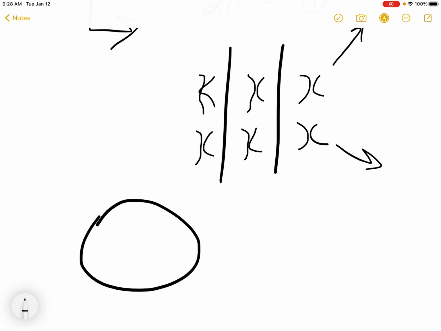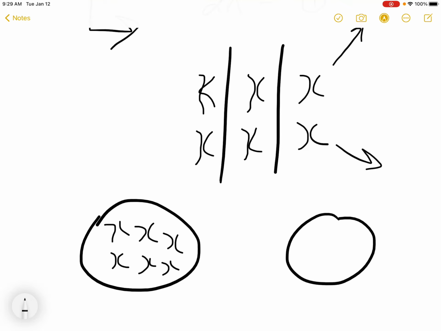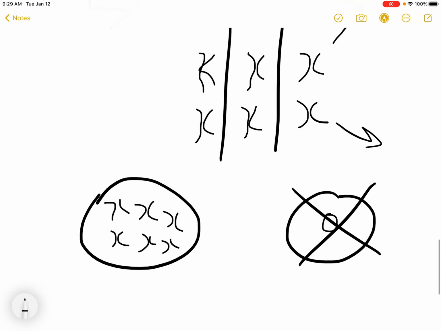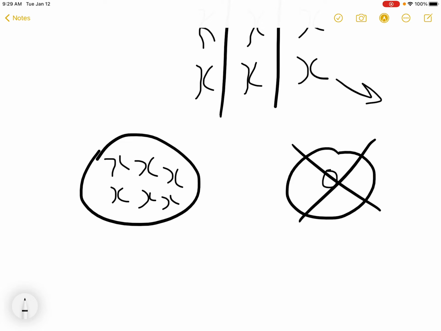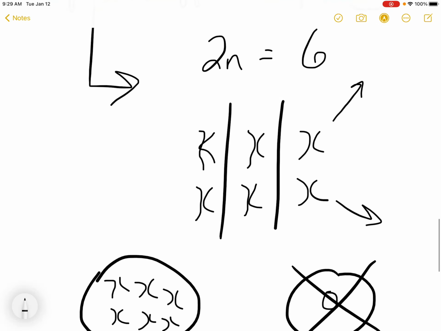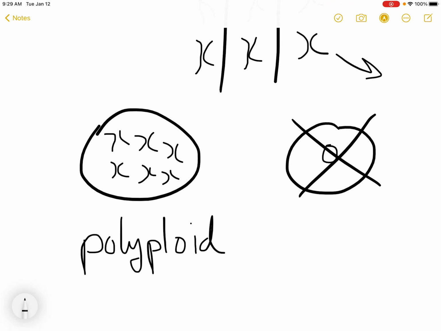If they don't separate, then you'll get one gamete that has all 6, and the other one will get nothing and will die. And you'll get this weird situation. What we call this, instead of a haploid or diploid, is a polyploid. So polyploid, or the condition of polyploidy, means that you have more chromosomes than usual, more than the diploid number. Okay? And polyploids can occur quite often in plants. In animals, they tend to result in situations that don't produce viable offspring and they die off quite quickly.